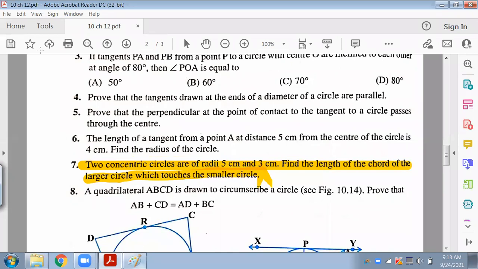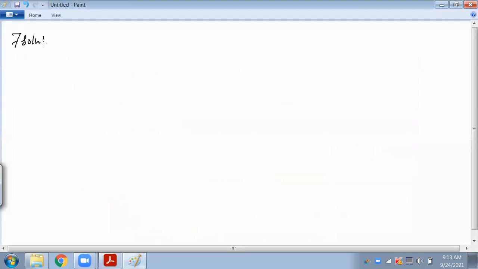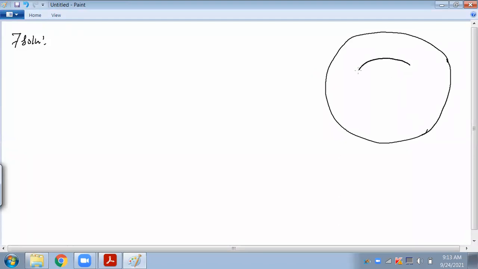Okay. So we have two concentric circles. Concentric means they have the same center. If two circles have the same center, then they are called concentric circles. Two concentric circles of radius 5 and 3. Find the length of the chord of the larger circle which touches the smaller circle.